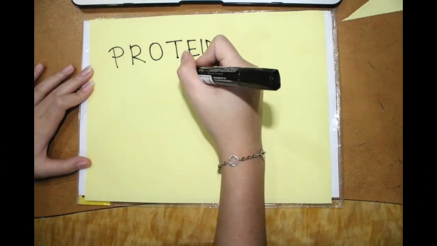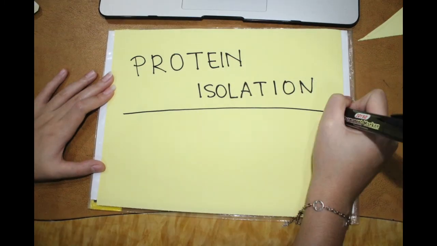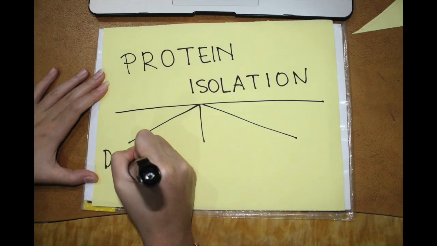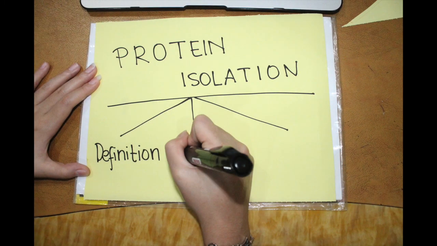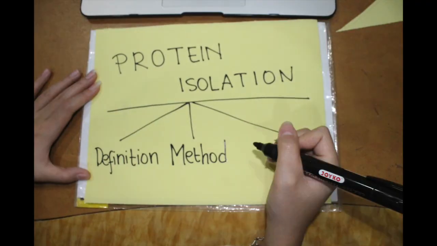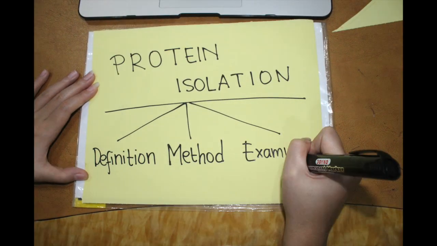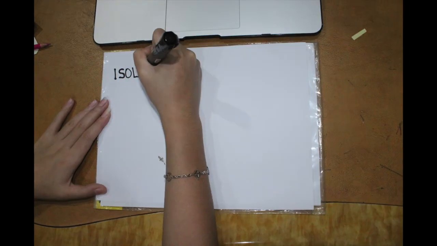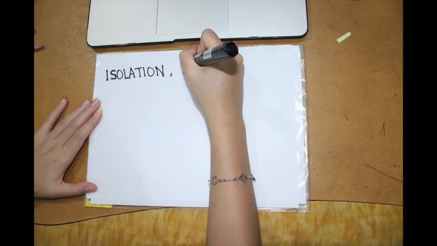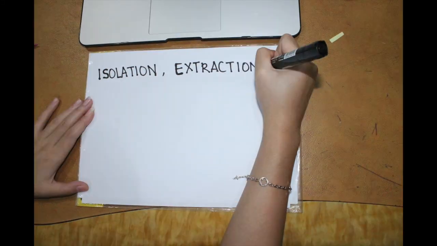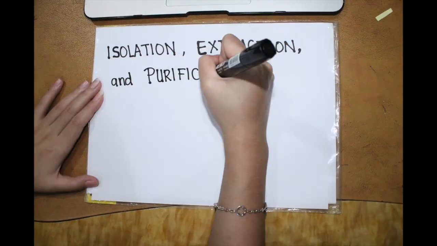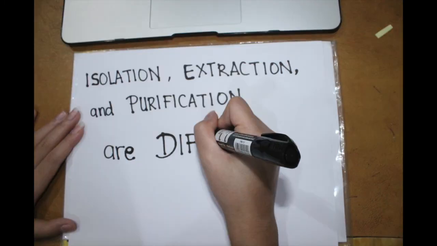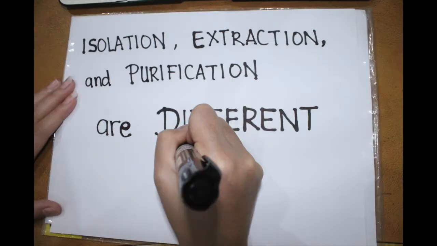Oh, hi guys! In this video, we are going over protein isolation: the definition of protein isolation, how we isolate protein, and we have a story of isolation of hen egg yolk antibody. First things first, many people often mistake isolation for extraction and purification. Each one of them is a different thing.